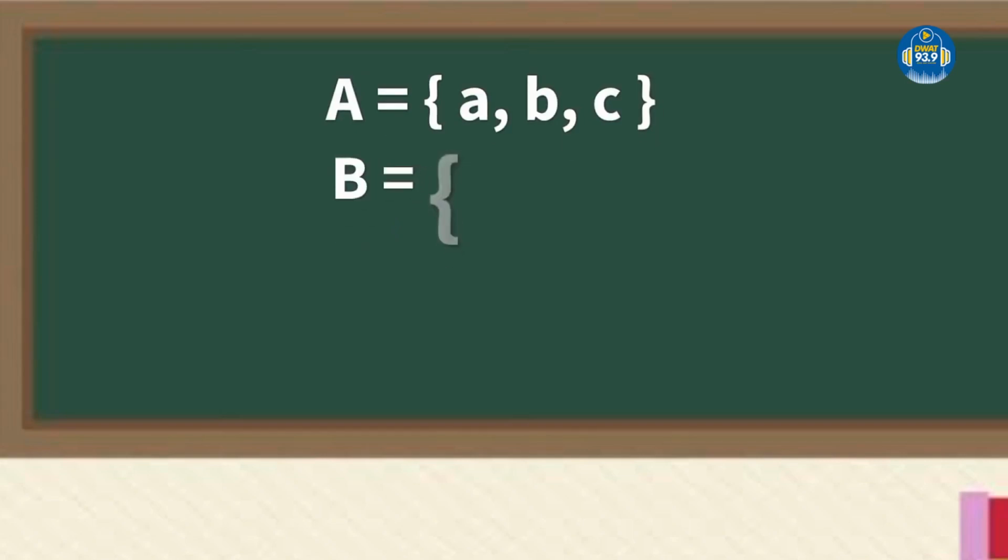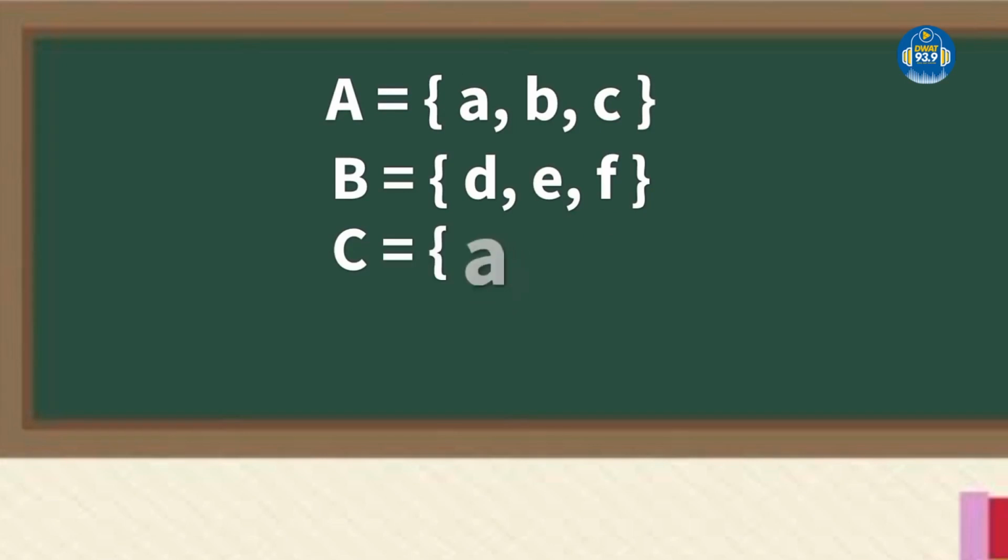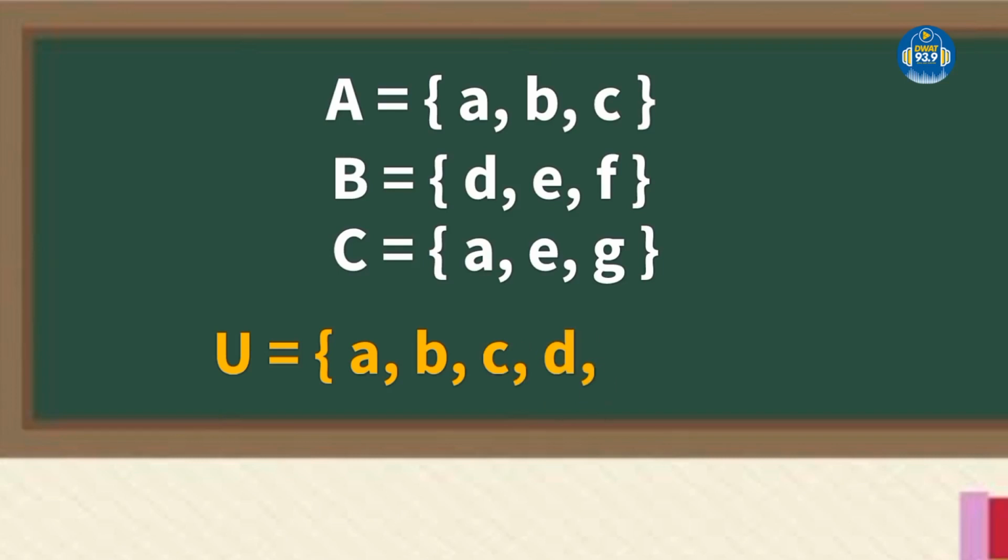For example, if we only consider the following sets, set A with the elements A, B, C, set B with the elements D, E, F, and set C with the elements A, E, G, the universal set for these three sets would be U with the elements A, B, C, D, E, F, G.